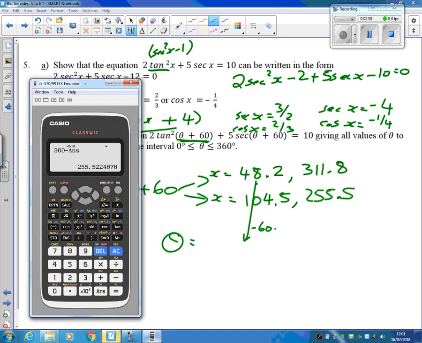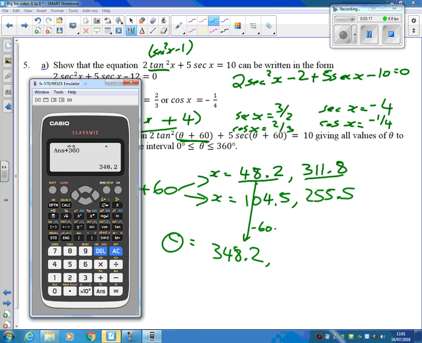I've got my 48.2, take away the 60, would give me a number which isn't in the right range. So I'm going to go through the whole cycle there to see what it is at the end. And the one at the end is 348.2. That's where that one goes.